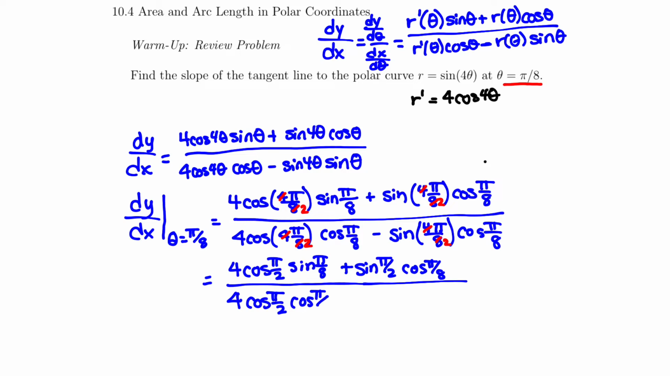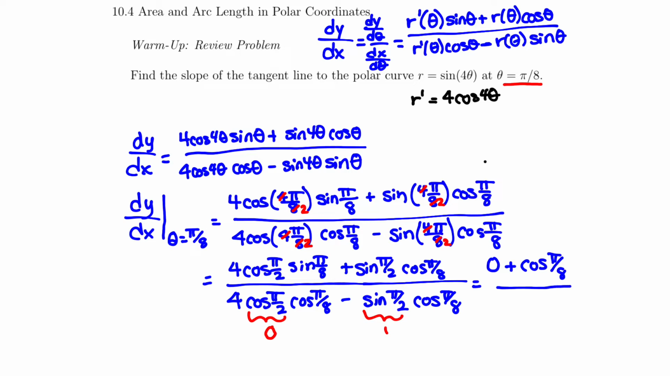Professor Layla made these choices. And so I'm going with them. That's correct. Cosine of pi over 2 is 0. And sine of pi over 2 is 1. And so you guys should be getting down to 0 plus cosine pi over 8. Is that true? Yes. Over 0 minus, I messed that up.